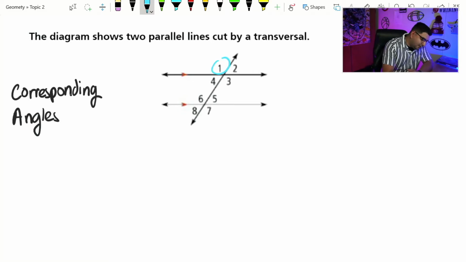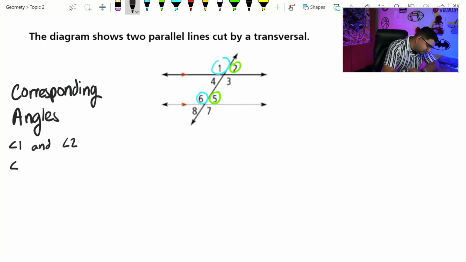So for example, angle 1, the way I describe it, would be in the top left position. Similar to angle 6, which is in the top left position on the bottom. So we would say that angle 1 and angle 6 are corresponding. In the same way, we have angle 2 is on the top right, as well as angle 5. So angle 2 and angle 5 are also corresponding. I'm sorry, I just realized I wrote angle 2 there. It should have been angle 6.